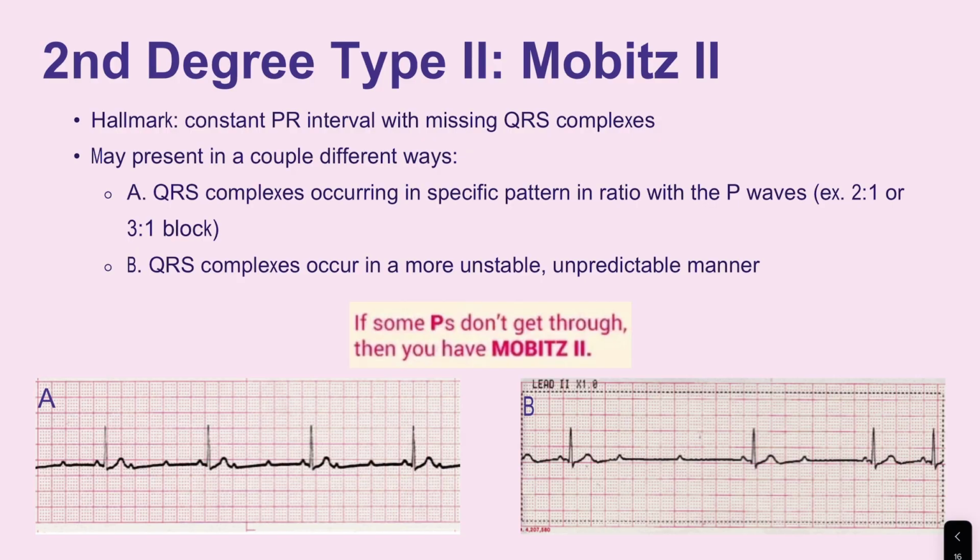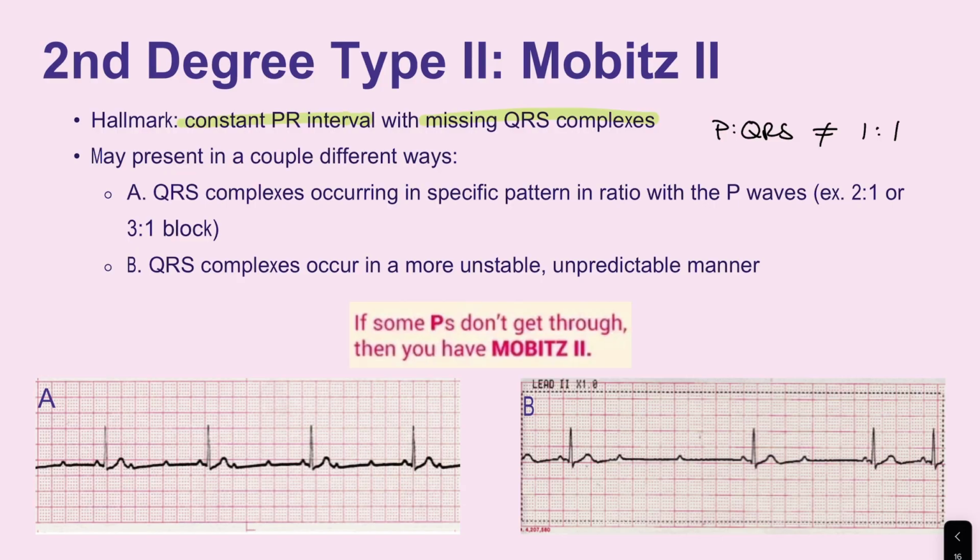All right, second degree type 2, Mobitz 2. The hallmark of this is that you're gonna have a constant PR interval with missing QRS complexes. So your P to QRS ratio is not 1-to-1. It can be present in a couple different ways. You could have QRS complexes occurring in a specific pattern in ratio with the P waves, so 2-to-1 or 3-to-1 block, or QRS complexes occur in a more unstable, unpredictable manner. So if some P's don't get through, then you have a Mobitz 2.